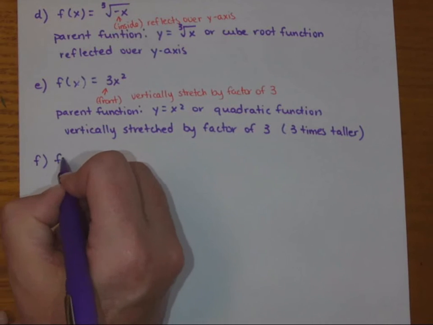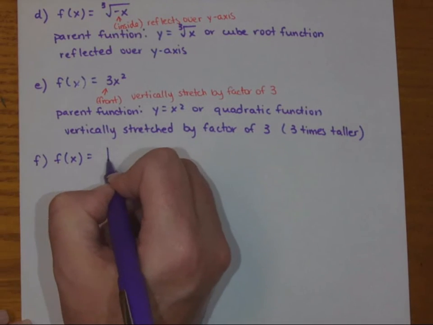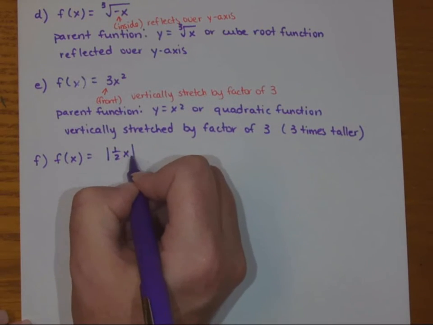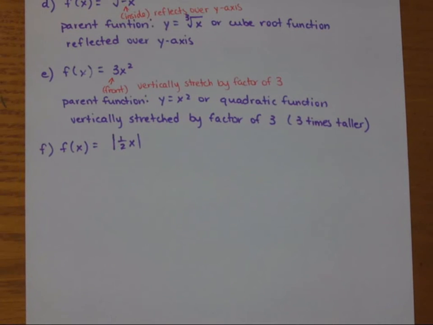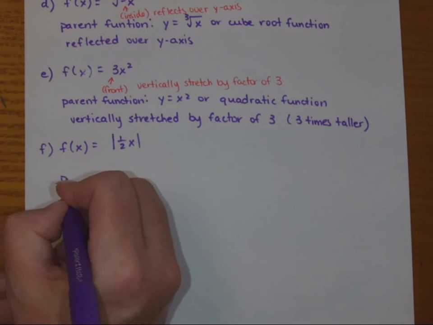And then last but not least for this one, by the way, notice I tried to do varied functions here, okay? So notice this is the absolute value parent function.